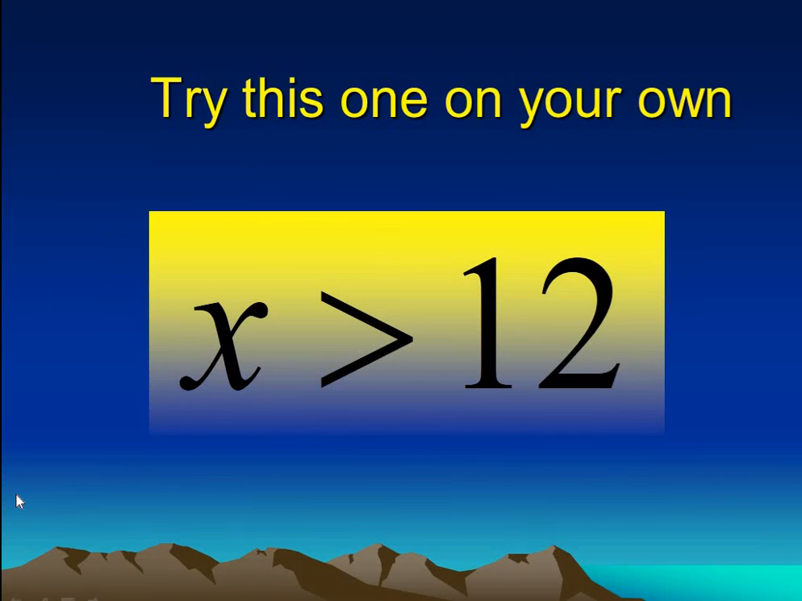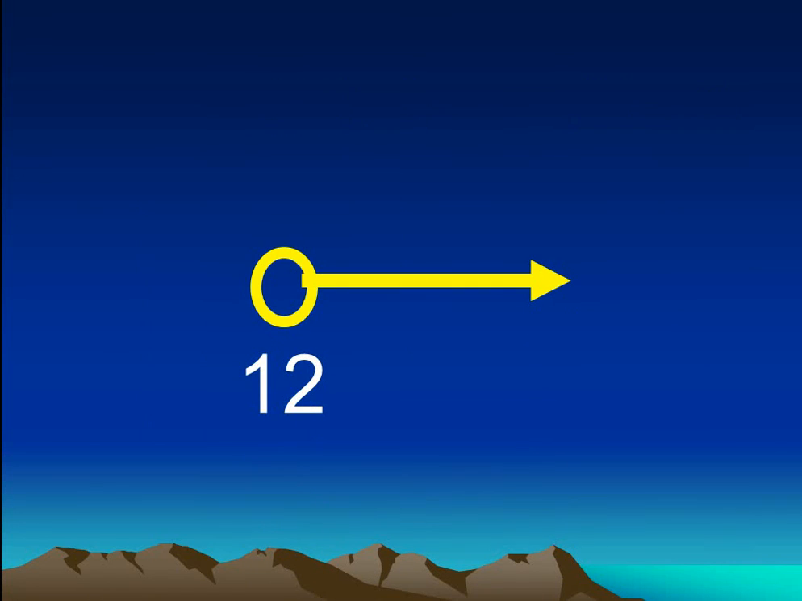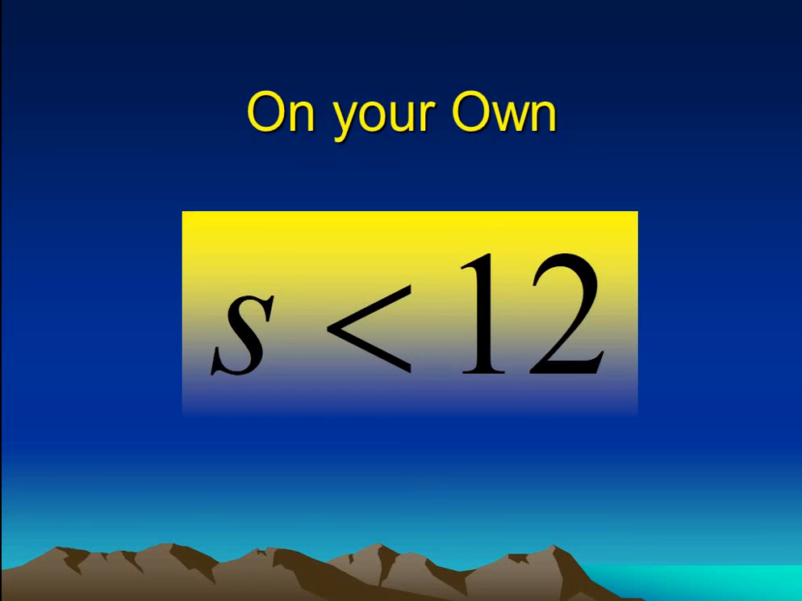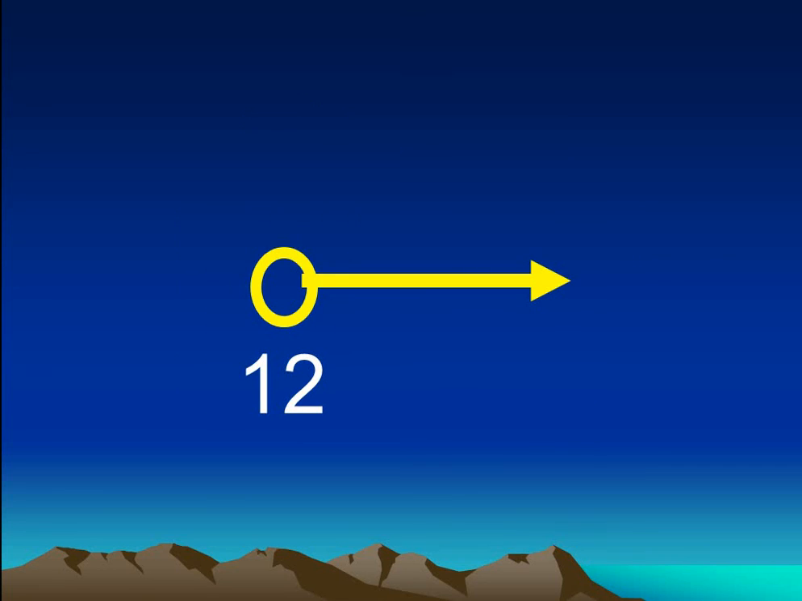Now what do you think? How can I graph x when it's more than 12? I will use the number line, and I will put a circle which is not filled, right? And then I will put the arrow to the right, because I'm talking about numbers that are more than 12.